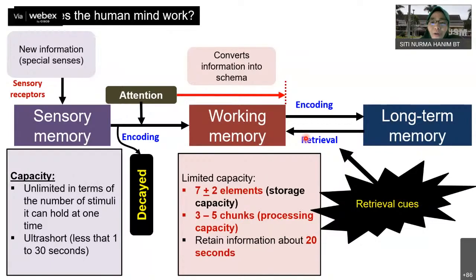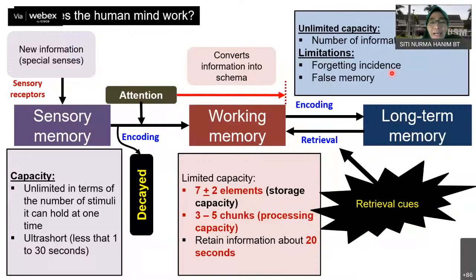Okay, with prior knowledge, working memory function is better because you can use this prior knowledge to process the info in the working memory. So that is basically the general term. But long-term memory, again, it has unlimited capacity in terms of number of information and duration. However, it also has limitations. Sometimes if you have brain damage or dementia, there is some forgetting or false memory that happens in the long-term memory. So this is, in a general sense, how the human mind works.